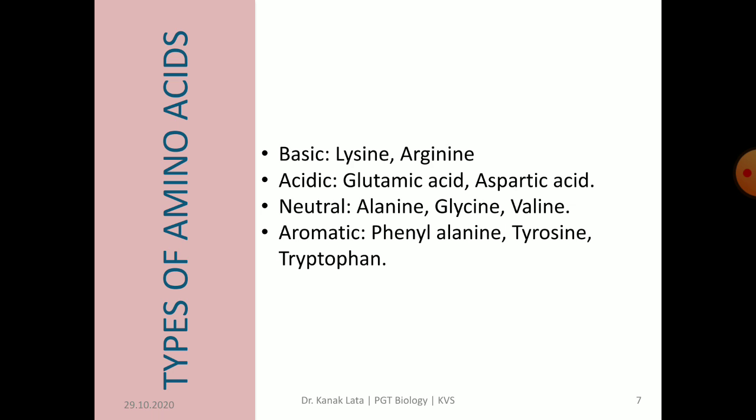Now let us see about the different types of amino acids. It is of 4 different types. They are basic, acidic, neutral and aromatic amino acids. Lysine and arginine are basic. Glutamic acid and aspartic acid are acidic. Alanine, glycine and valine are neutral. And phenylalanine, tyrosine and tryptophan are examples of aromatic amino acids.